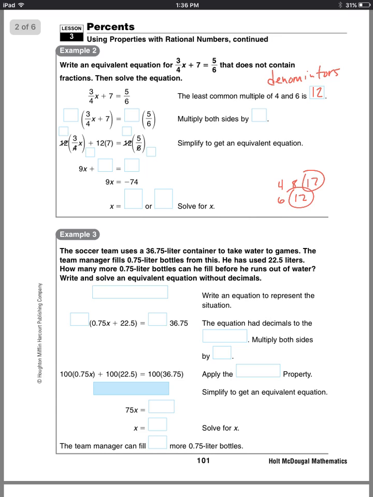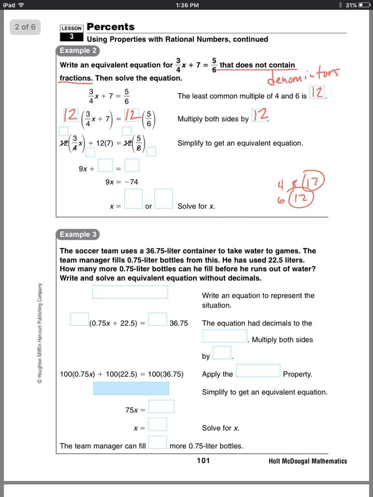So what we're going to do is multiply each side by 12. What that does is it helps us get rid of our denominator, which is our goal, so we can solve the equation, because it says that does not contain fractions. So our goal is to get rid of the fractions.